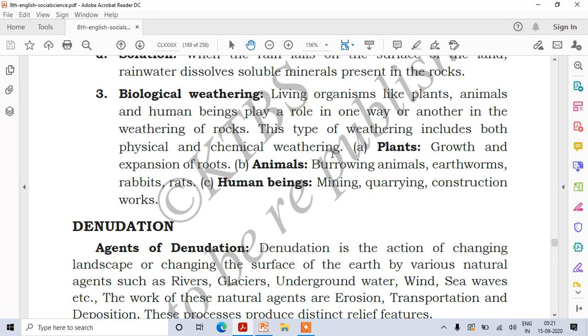Plants, growth and expansion of roots. In plants you all know that roots are present, so those roots also help in the weathering of rocks. Animals, burrowing animals, earthworms, they all live inside the soil, like rabbits, earthworms, etc. They make burrows and live inside the soil, so they also help in the weathering of rocks. Rabbits, rats, human beings, what the human beings do in search of minerals, they do mining, quarrying, construction work. These also lead to biological weathering.